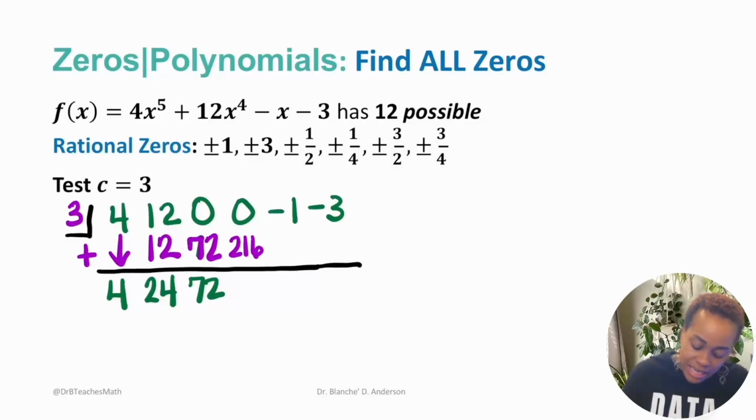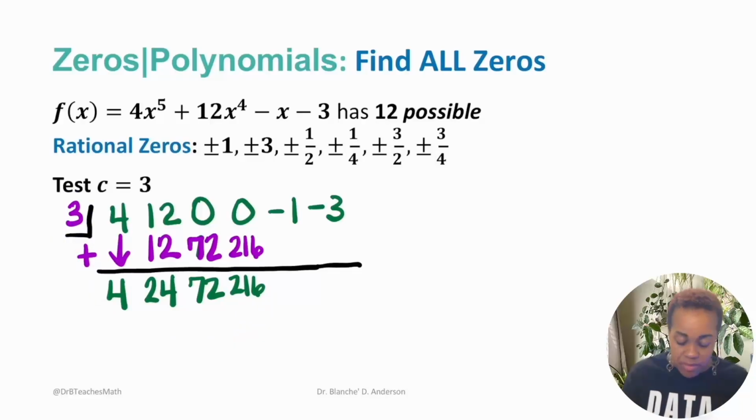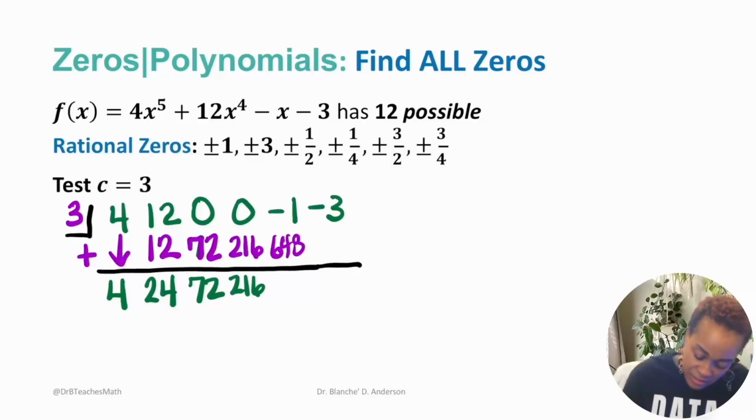Ooh, I got to write skinny. So then 0 plus 216 is 216. And then y'all already know this ain't going to work, right? If you see it's not going to work, you can stop. But because this is a lesson, I'll keep going. So 216 times 3, 648. Yeah, this not going to work. And then 648 plus negative 1, which we know is going to be 647. Okay, let me squeeze that in there. And then 647 times 3 is 1,941.